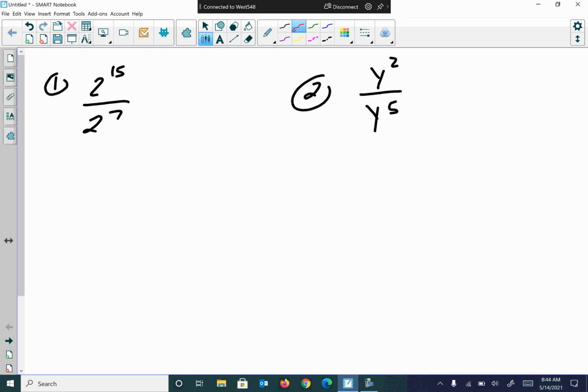All right, so the first problem, tug of war, top is going to win by 8. And I bet you could do 2 to the 8th. That's 2, 4, 8, 16, 32, 64, 128, 256. Is that about right? So you're just multiplying 2 times itself 8 times.